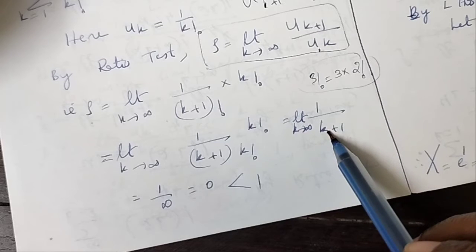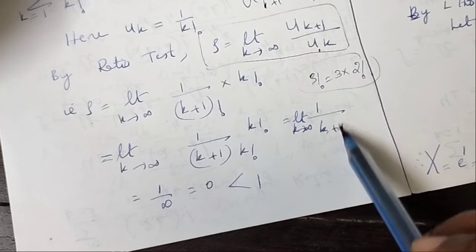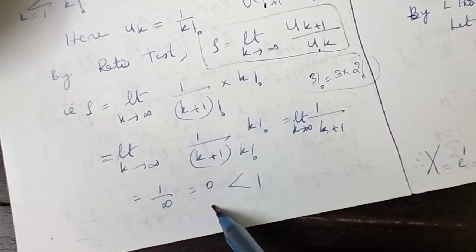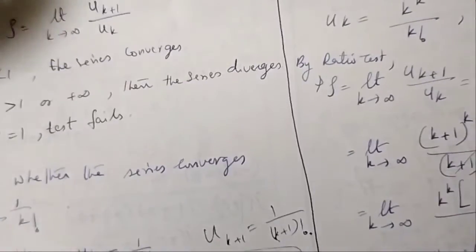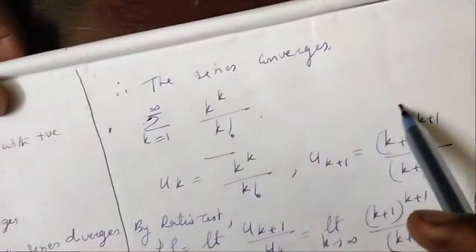If k is infinity, infinity plus 1 is again infinity. So 1 by infinity is 0. 0 is less than 1. So by this rule, by ratio test, the series converges.